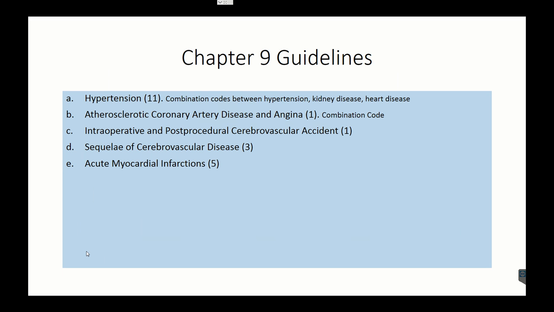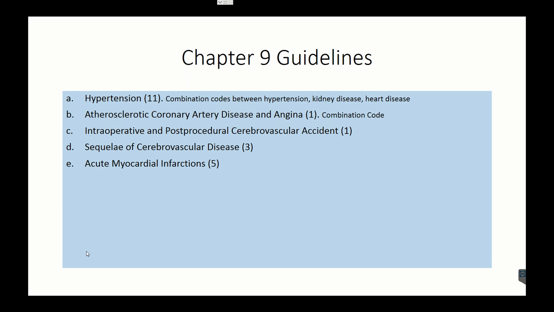The guidelines are in 5 sections, A through E. A is the biggest section of guidelines. It's all the hypertension. There are 11 guidelines here, and there are a lot of guidelines regarding combination codes between hypertension, kidney disease, and heart disease. Remember those 3. The Section B guideline is just one about atherosclerosis, coronary artery disease, and angina.